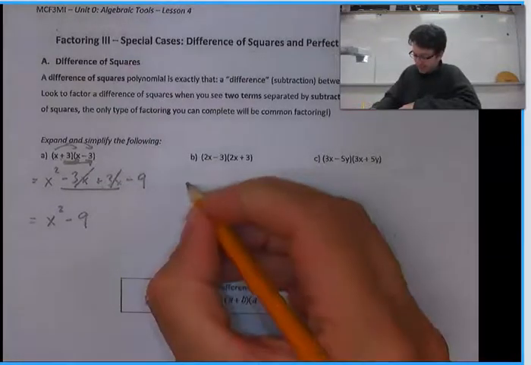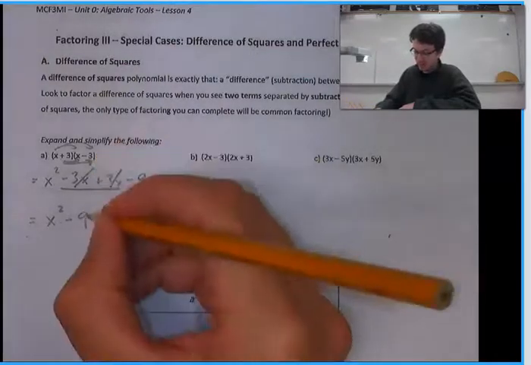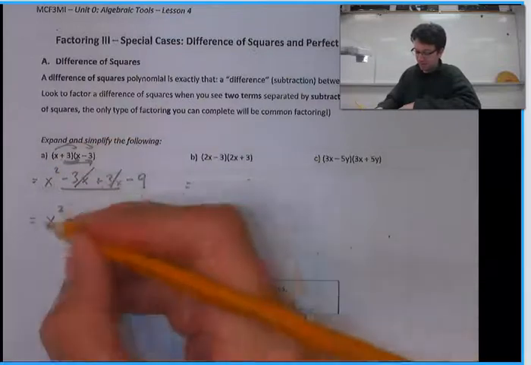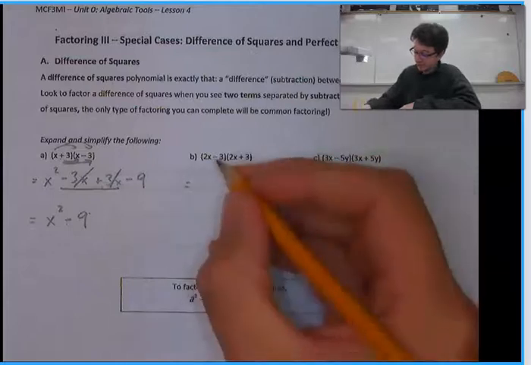Let's try the second one. Because this pattern looks like all I have to do is take 3 squared and make it 9, and x squared and make it x squared, and then we just throw in a negative. Let's see if that works for the next one.